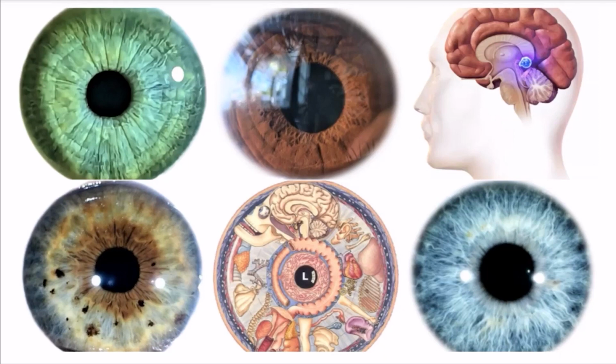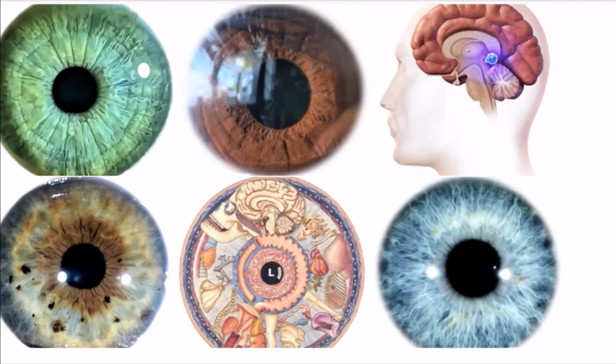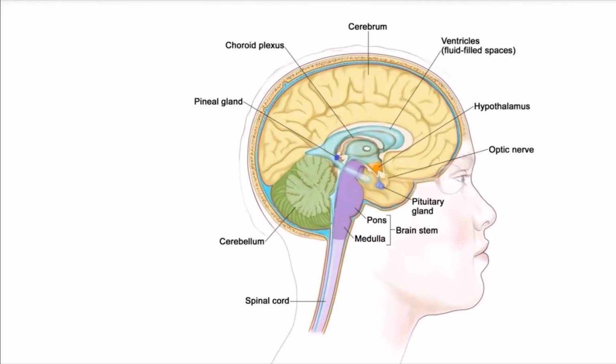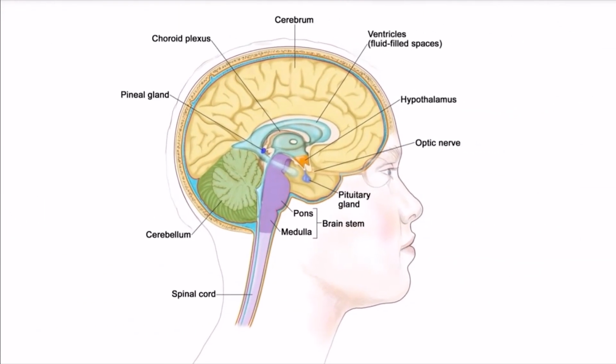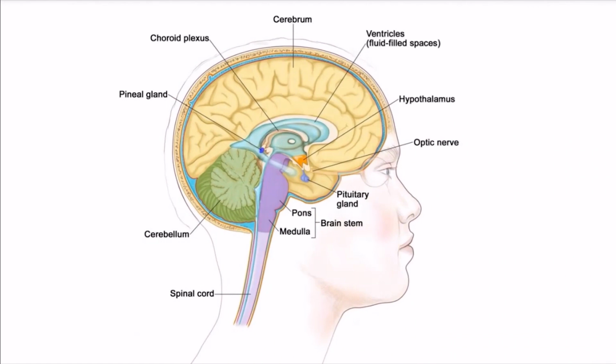So to get started, let's take a look at some basic anatomy of the brain. And so we can see the pineal gland, we can also see the pituitary, the hypothalamus, and of special importance to the iridologist, we can see the proximity of the optic nerve to these glands and features within the brain.